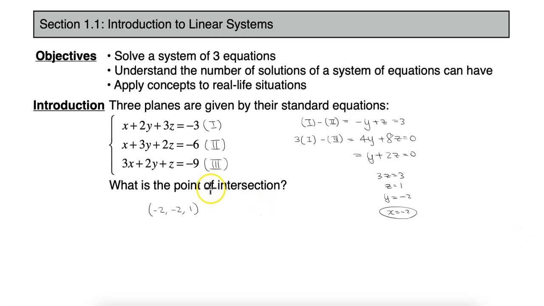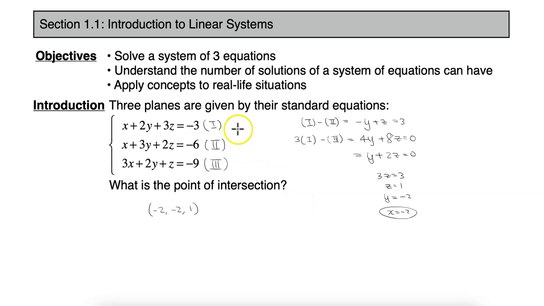So if we have a system of equations like here, we know from multivariable that these represent 3 planes: x plus 2y plus 3z equals -3, x plus 3y plus 2z equals -6, 3x plus 2y plus z equals -9. Now these planes may have various inclinations with the xy planes, and if they are all in sort of different directions, there's going to be one point of intersection. And the question here is, what is the point of intersection?